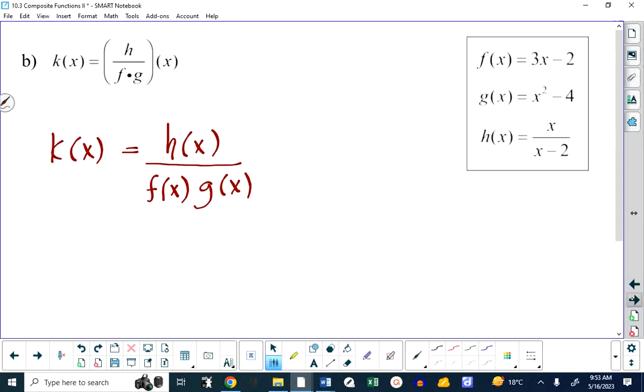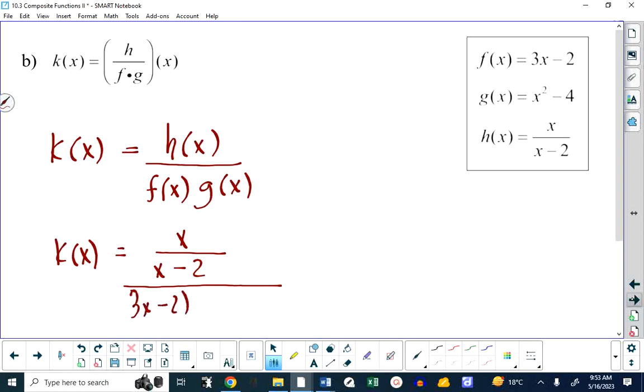So I'm going to start putting things in. K of x is x over x minus 2 over the product of f and g, which is 3x minus 2, and x squared minus 4.